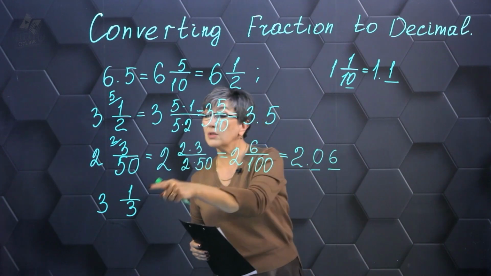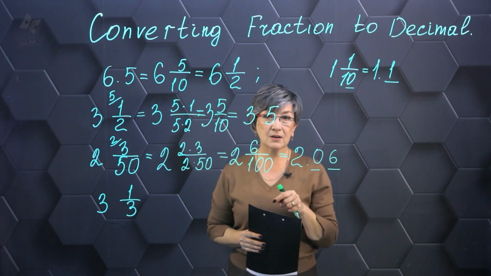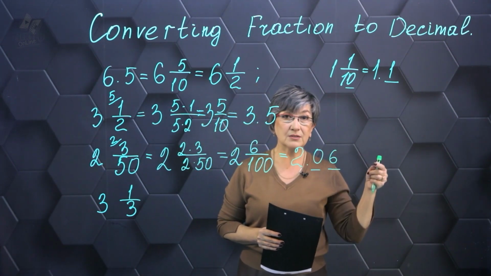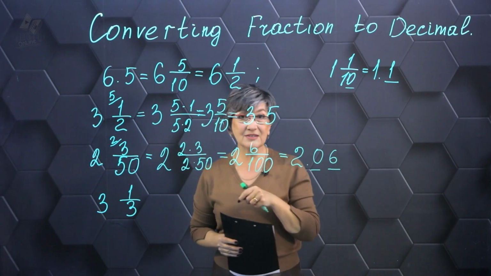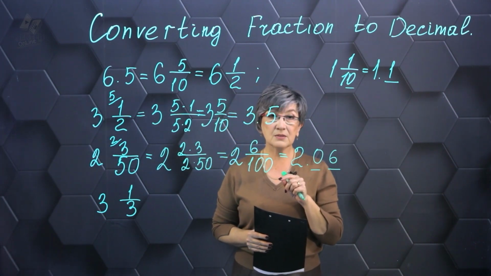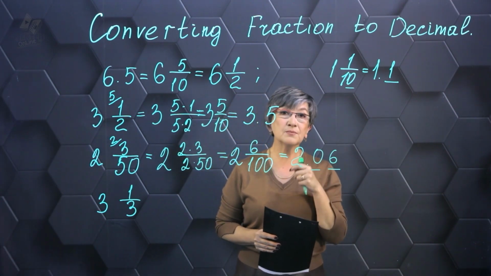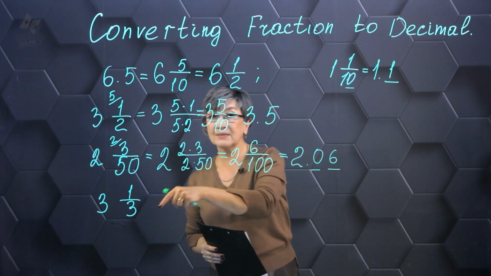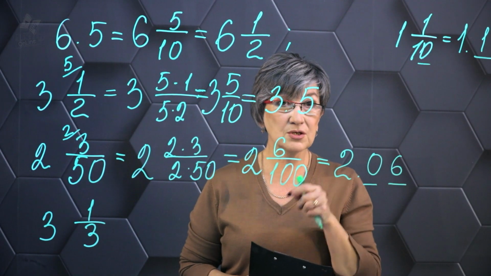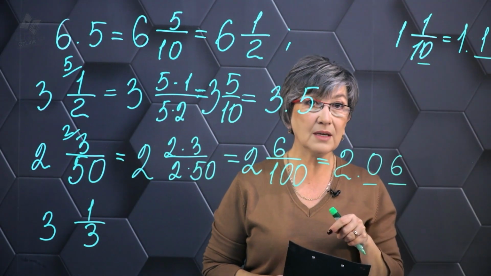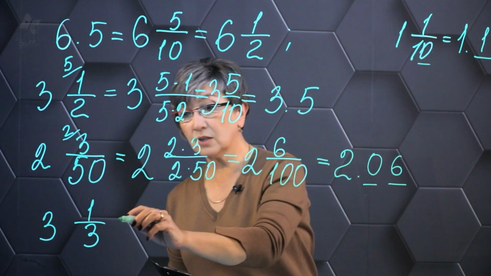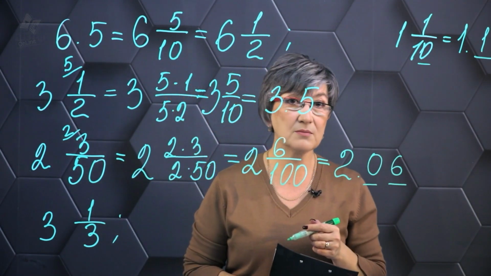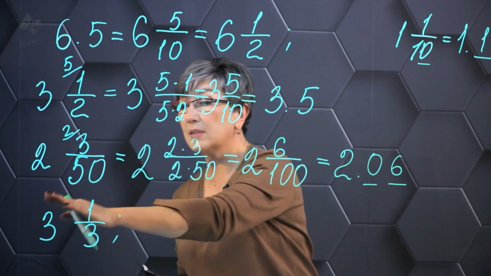Is 100 divisible by 3? No, it is not. The next number is 1000. Is 1000 divisible by 3? No, it is not. If we cannot find a number that is divisible by 3 without remainder, i.e. 10, 100, 1000, and so on, then in this case the given fraction cannot be converted to decimal. So we leave it as a mixed fraction.